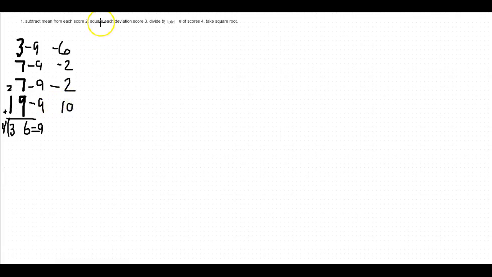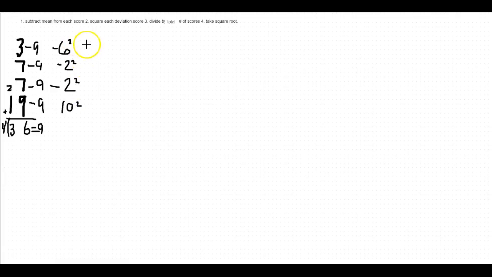Okay. Next, we're going to square each deviation score. So these are deviation scores, and we're going to square each of those. The reason we do that is because we're going to be adding them in a little bit. Anytime you do this kind of calculation, subtracting the mean from each score, you would always get 0 if we just added them the way they are. So in order to make that not happen, we square everything, and that gets rid of the negatives.